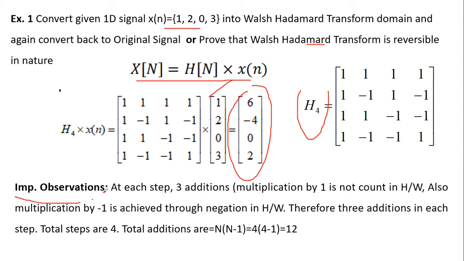Now there is an important observation we have to make. For example, in the first step we are doing multiplication by 1. There is actually no need to multiply with 1. And even in hardware, when we are using -1, we can use a negate circuit or negation. So first see, when we are generating 6, actually we are adding 1 plus 2 plus 0 plus 3. So we are using the addition operation 3 times, and this step is repeated for 4 times. So in total we use 4 into 3, that is 12 addition operations. So total additions for this signal is n into n minus 1, which is equal to 4 into 4 minus 1, 12.